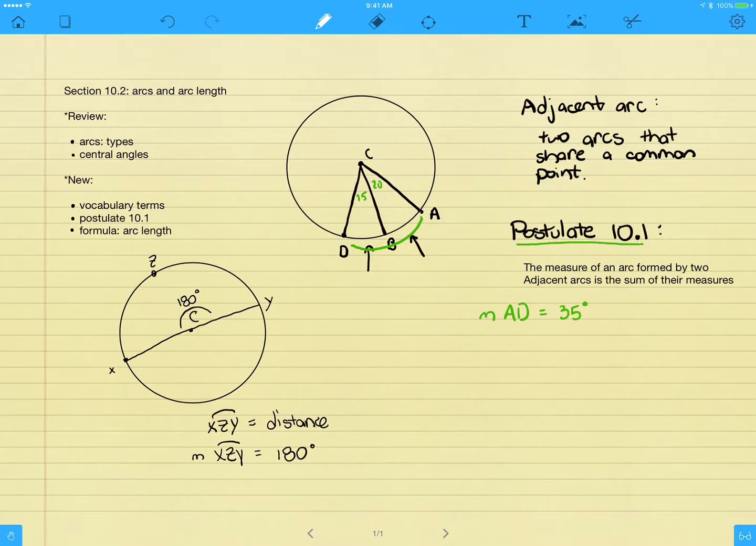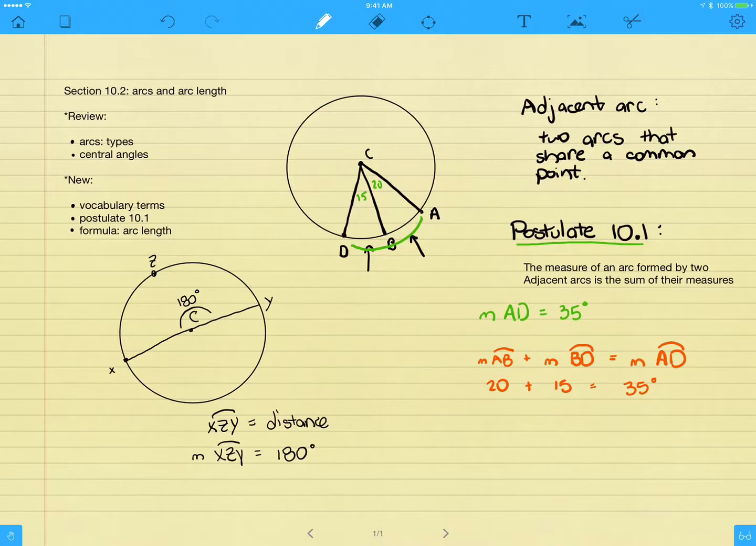Now, I want to discuss why. What this postulate actually states, and let me put this in a different color, is that you can add the measures of the arcs: the measure of arc A to B, you can add that to the measure of arc B to D, and that equals the entire measure of going from A to D itself. And that's how you get the 35, because AB was 20, BD was 15, and when you add them together you get 35, and that's the number that I came up with earlier.